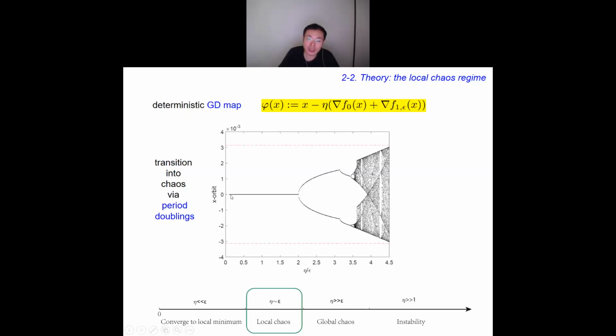And as you increase eta, this fixed point will remain a stable fixed point for a very long time. But at some point, you can prove that it'll lose its stability. As eta continues to increase, this local minimizer is still a fixed point, but it's no longer stable. Instead, nearby, a periodic orbit of period 2 emerges. What I mean is, if you start right here, you iterate 1 time, you will go to a point that is right here. And if you iterate 1 more time, you will go back to the starting point. So you have a periodic orbit of period 2.